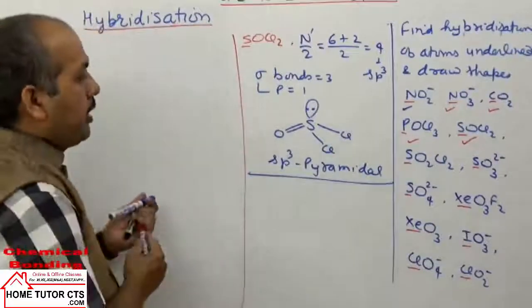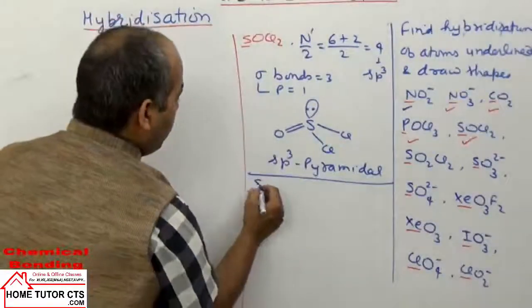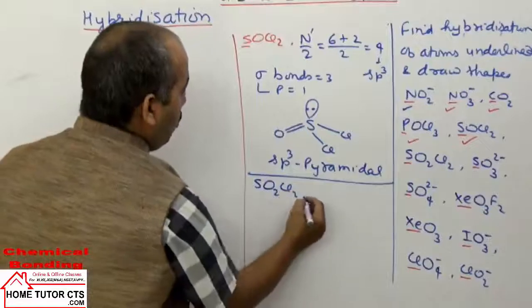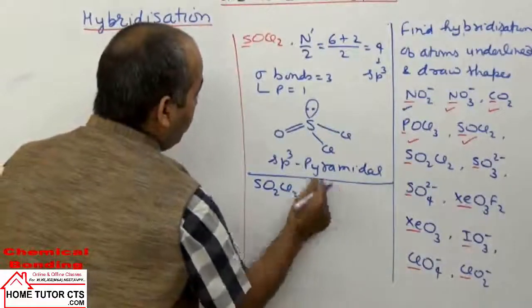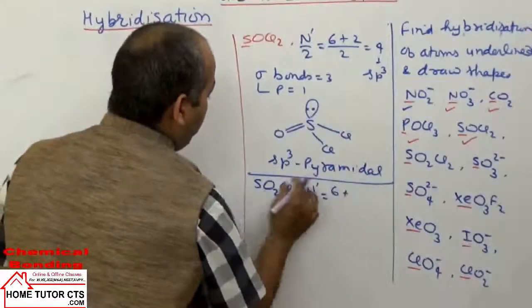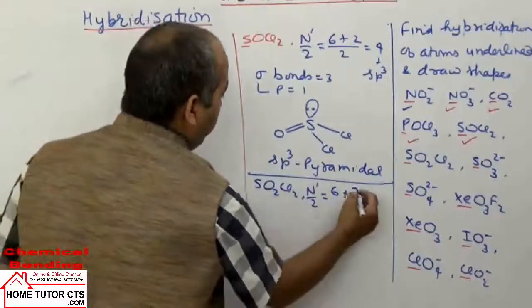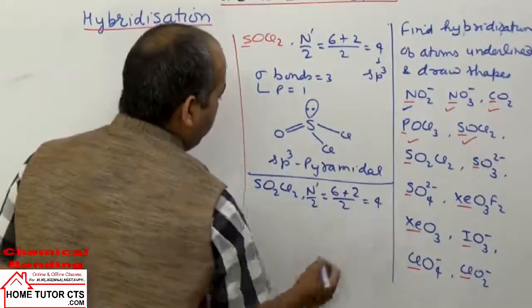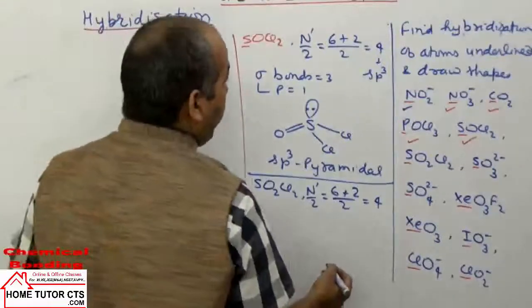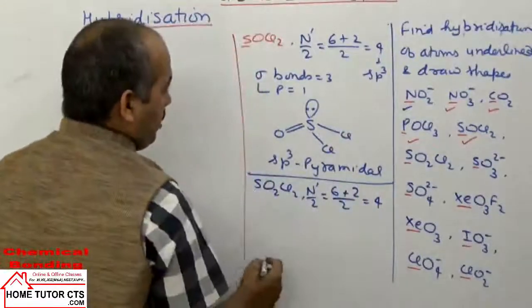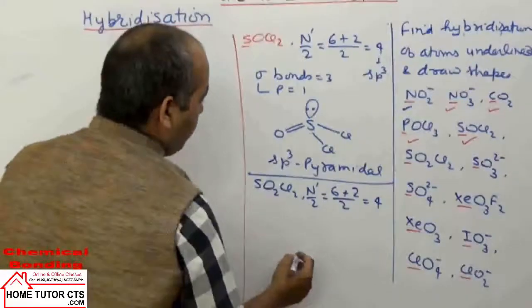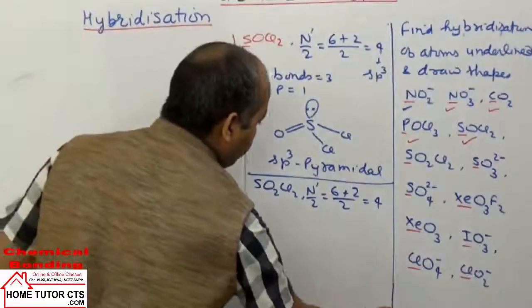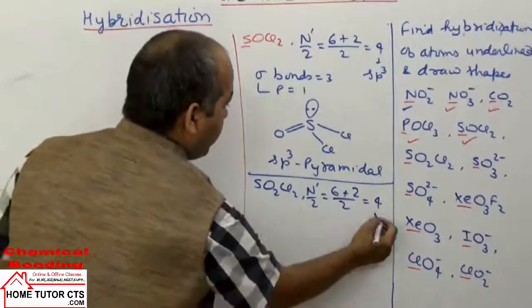Is it clear? Next we take SO2Cl2. In the SO2Cl2 molecule, find the value of N dash by 2. Sulfur has 6 electrons, leave oxygen, 2 chlorine, divided by 2, that's 4. For 4, we will have hybridization sp3. So the geometry can be taken here as tetrahedral.